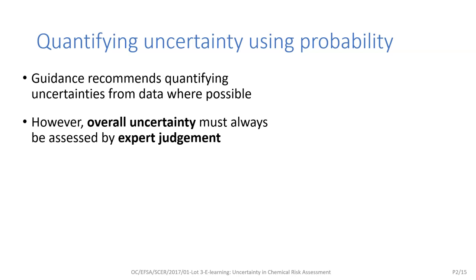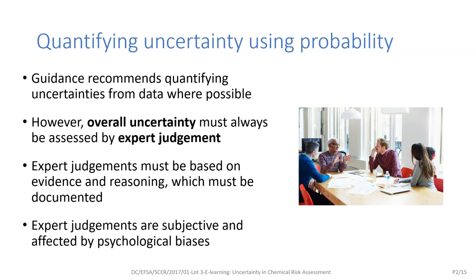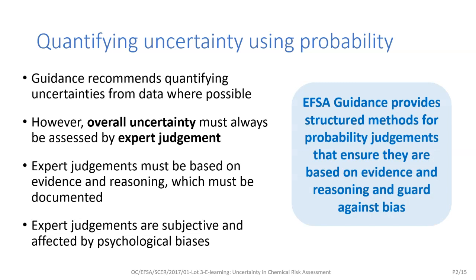Just describing those additional uncertainties is not sufficient because it leaves the risk manager to assess their impact on the conclusion for themselves. And assessing their impact qualitatively does not avoid expert judgment, it just makes it ambiguous. Of course, expert judgments must be based on evidence and reasoning, which must be documented, and expert judgments are subjective and affected by psychological biases. So for these reasons, EFSA guidance provides structured methods for probability judgments to ensure they are based on evidence and reasoning and guard against bias.